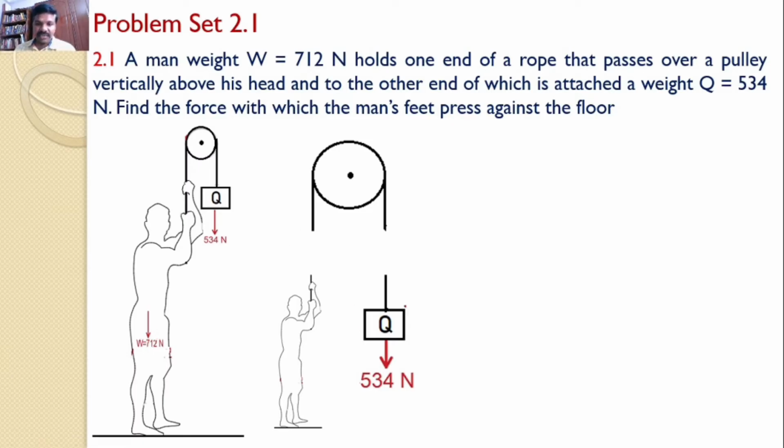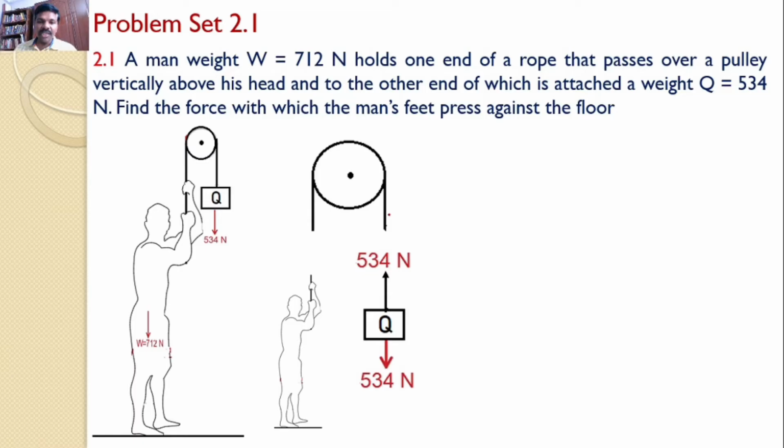Let us consider the weight Q. If you draw the free body diagram of Q, you can see the weight of 534 newtons is acting downwards. At the other end, the rope is attached. By considering the equilibrium of the weight Q, since weight is acting downwards, the force in the rope must be upwards and the magnitude of the force is 534 newtons.